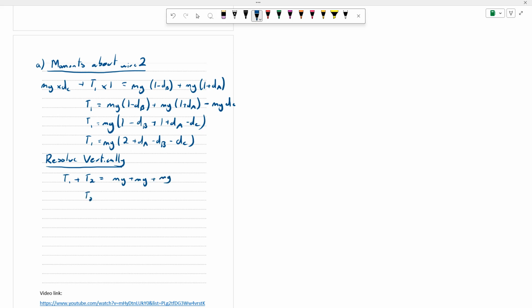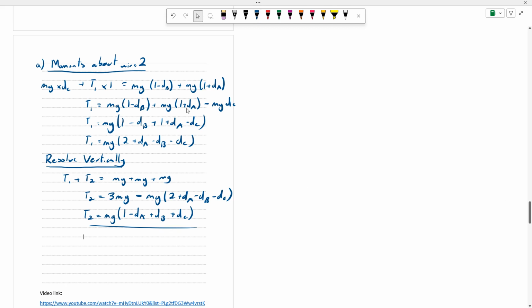So if I rearrange this, I've got 3 mg here, and I'm going to take away T1, which is mg(2 plus dA minus dB minus dc). So my signs are going to flip here. I'm going to tidy things up a little bit. So I've got 3 mg, so mg is going to come out again. I've got 3 take away 2, which gives me 1. I'm going to have minus dA, because minus and a plus. I'm going to have plus dB, because of 2 minuses. And I'm going to have plus dc again, because of 2 minuses. And there's my answer for T2.